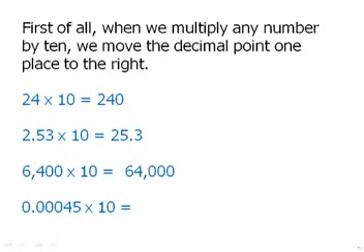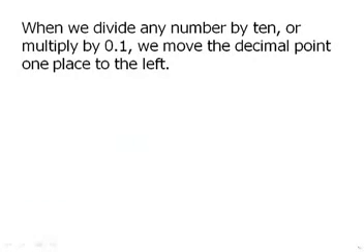And 0.00045. That would be 45 hundred-thousandths. That has 3 placeholding zeros. When I multiply by 10, the decimal point moves one place to the right, and so I wind up with 2 placeholding zeros. When we divide any number by 10, or multiply by 0.1, we move the decimal point one place to the left.